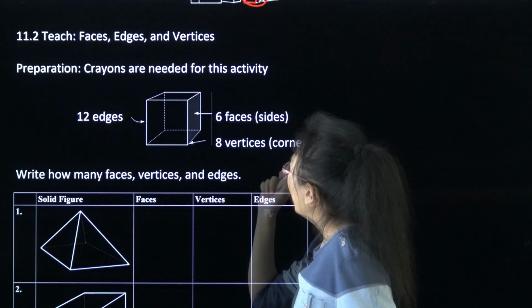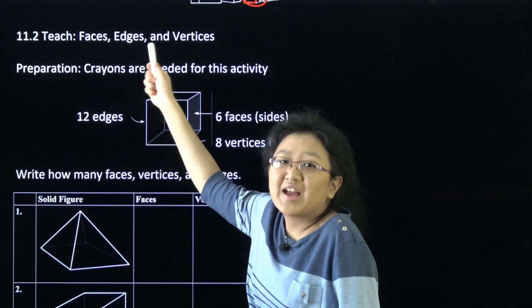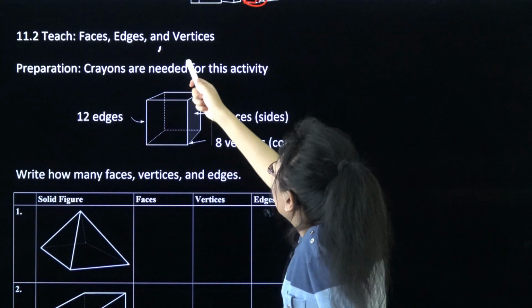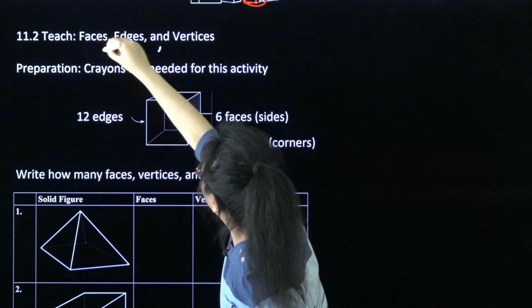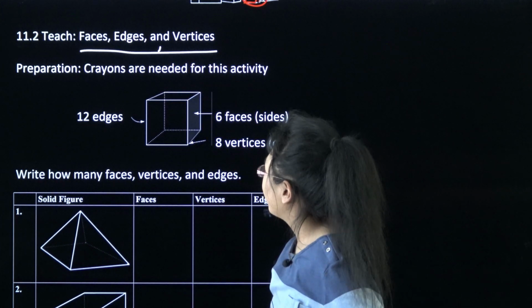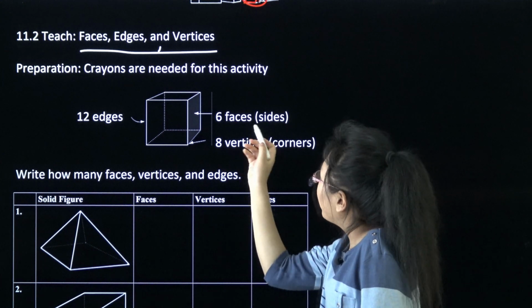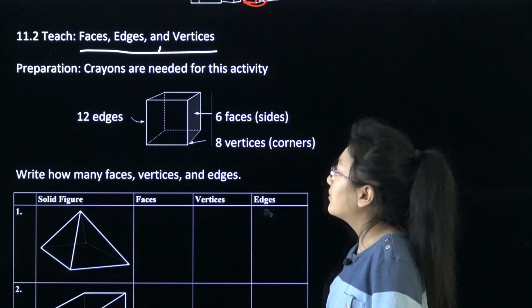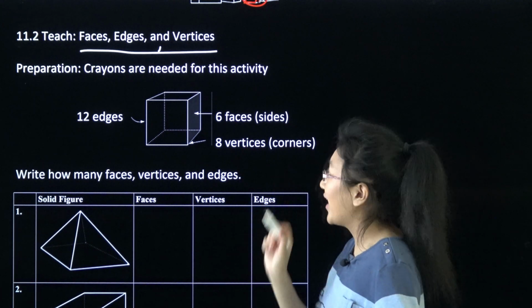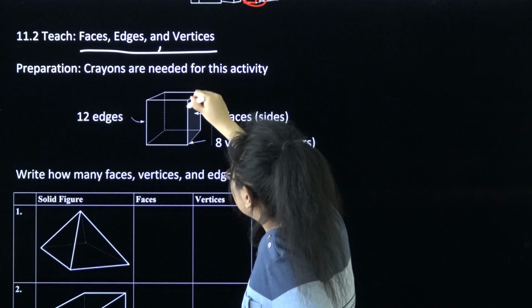So, what are faces, edges, and vertices? What are these strange words that you are seeing right here? Well, here's a diagram to explain it. A face is a side. Faces are sides. So it is an entire side.